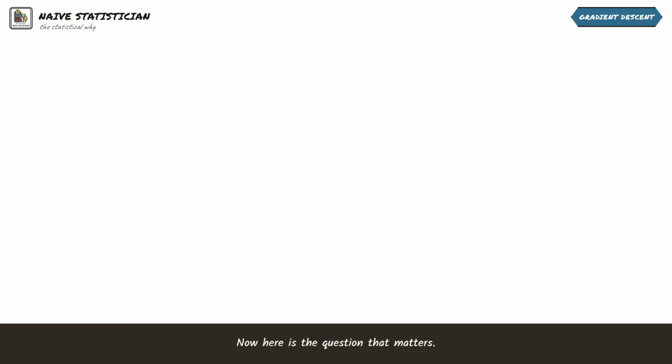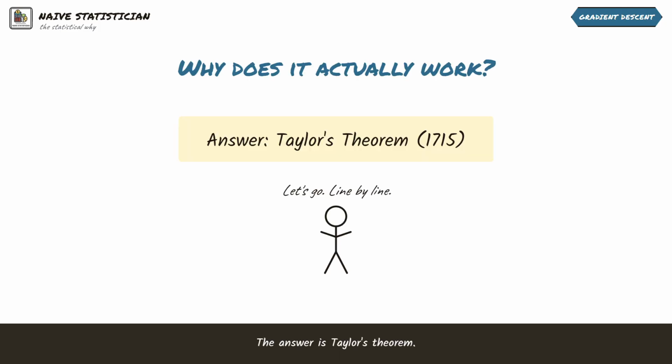Now here is the question that matters. We claim that moving in the direction of minus the gradient decreases the loss. Why? What is the actual mathematical reason? The answer is Taylor's theorem. You have probably seen it before. It is the result that lets us approximate any smooth function near a point using its derivatives. Let me walk through it slowly.